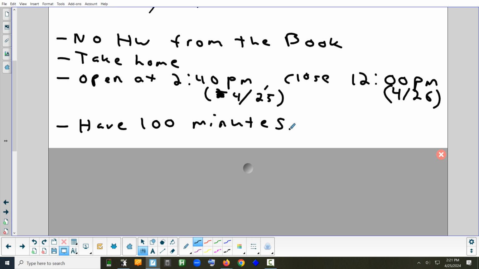If you want to start it and come back to it later, you can, but make sure you do a save and exit, because if you open it and just leave it open on your screen, the time is just going to keep counting down. So if you want to come back to it, close it and come back to it. There also won't be a password on it.